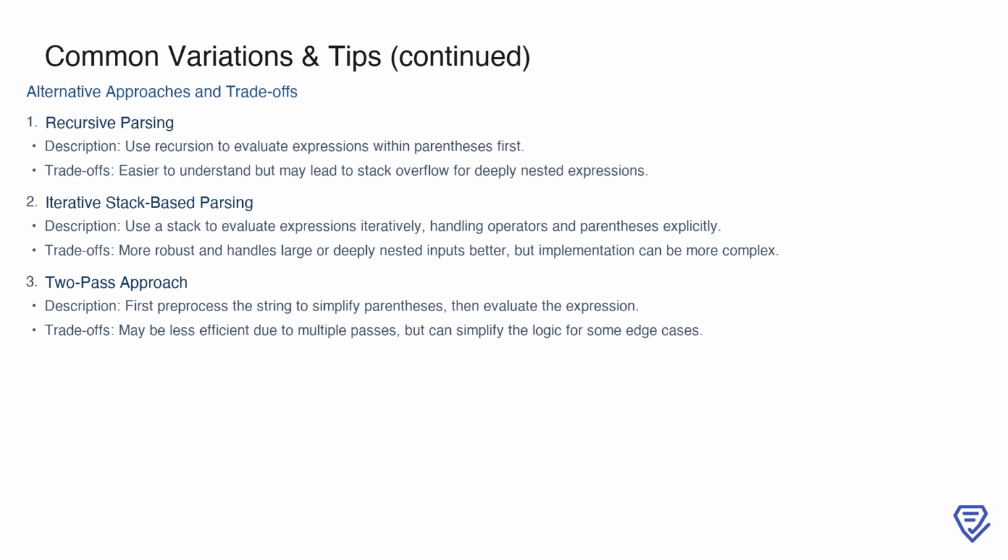A third option is the two-pass approach, where you pre-process the string to simplify parentheses before evaluating the expression. While this can make the logic easier for certain edge cases, it's less efficient due to multiple passes over the input. Each of these approaches has its strengths and weaknesses, so it's important to choose the one that best fits the problem constraints and input characteristics.